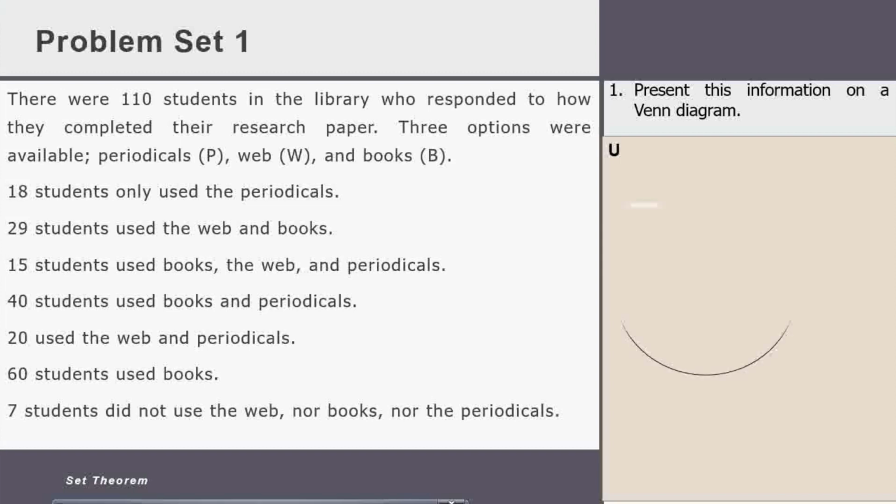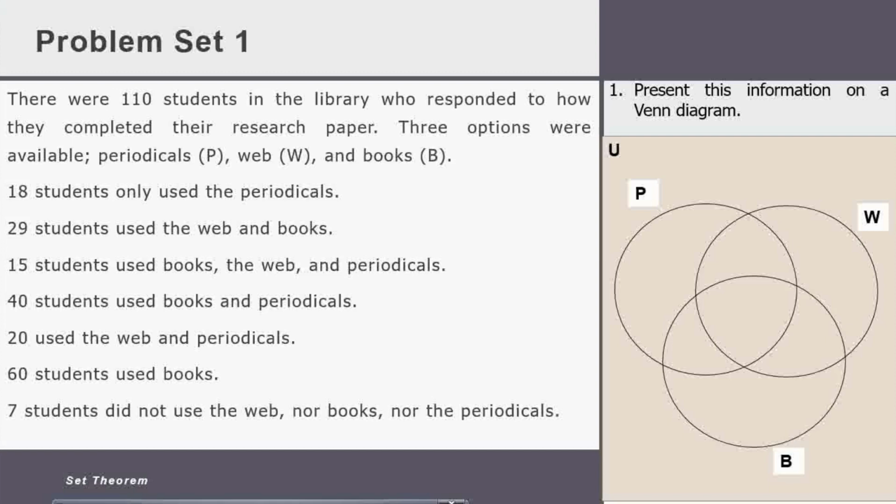So we'll first present the first set, which is set P for periodicals. Then in this universal set, we also put a set W for web, and we also put a set B for books. Now, coming up with this diagram is very simple, and every person probably who's seen these sets before will be able to draw. But the main issue is putting this information on this diagram. What are you supposed to start with? What are you supposed to consider when putting this information on this diagram?